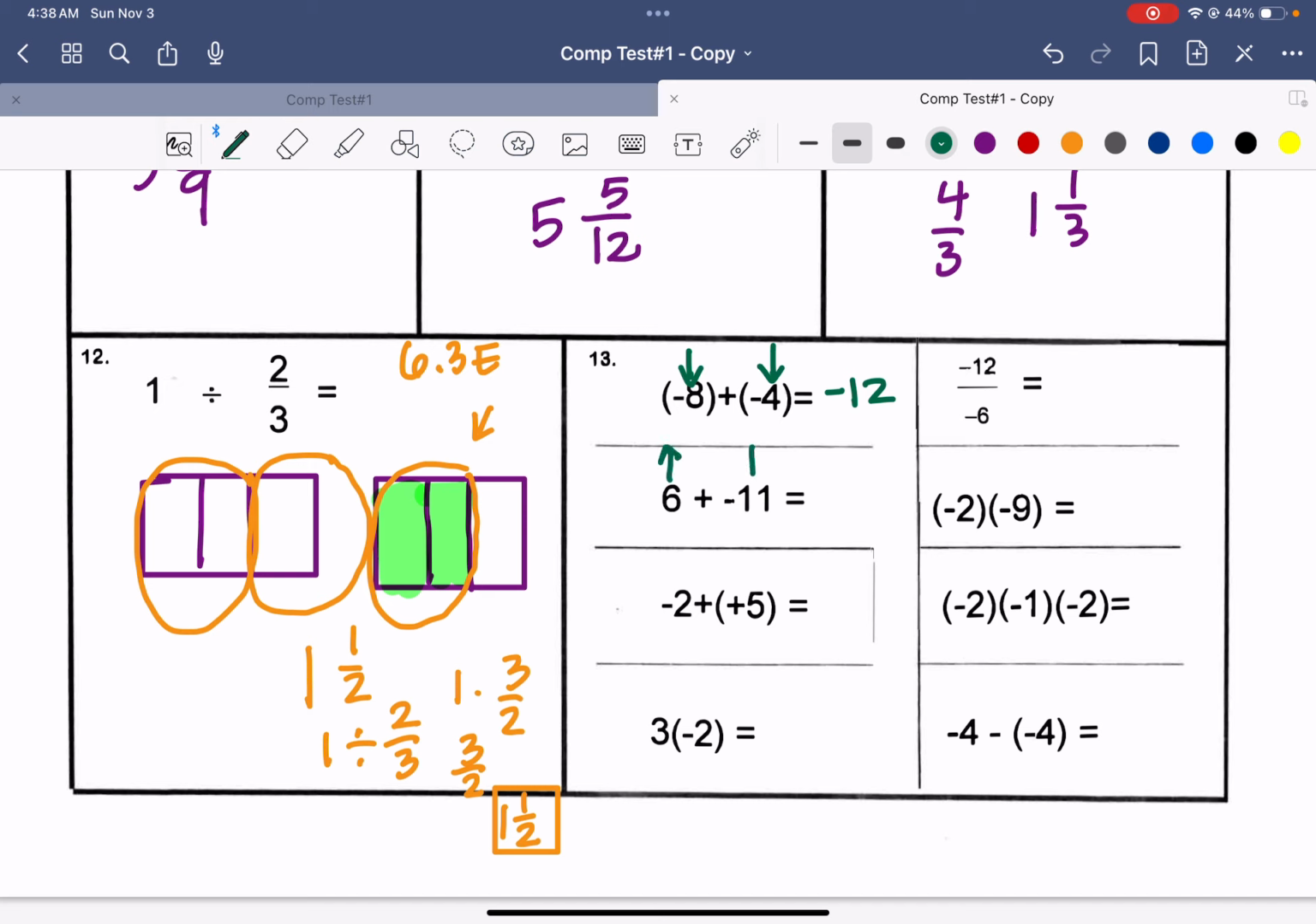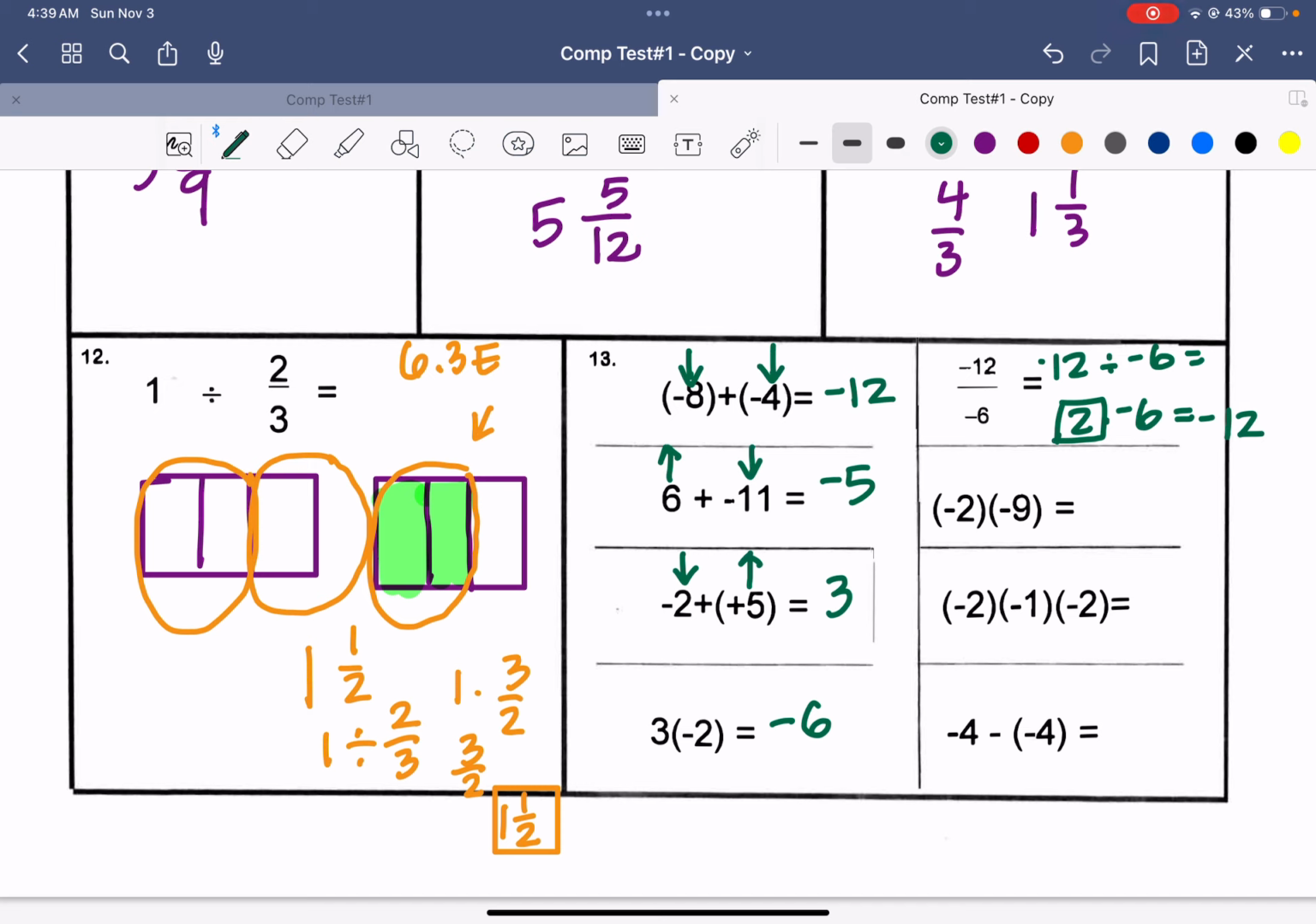This is up. This is down. There's -5. Here you'll go down from 0 to -2. From -2, you climb up 5 and you end up at 3. This one means 3 groups of -2, which is -6. Here, this means 12 divided by -6. Well, 2 groups of -6 equals -12. So my answer is 2.